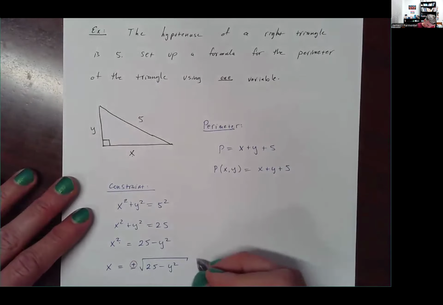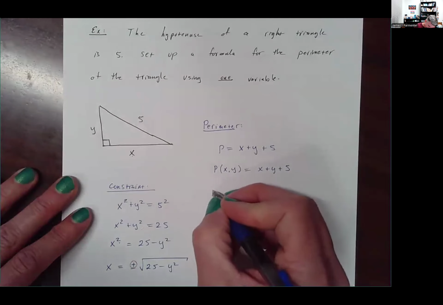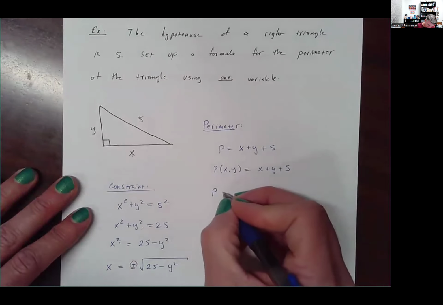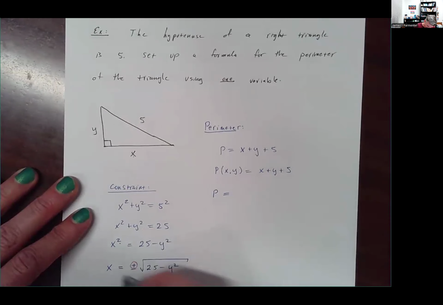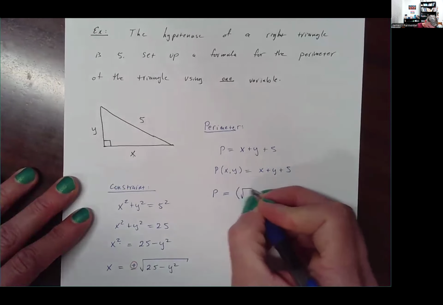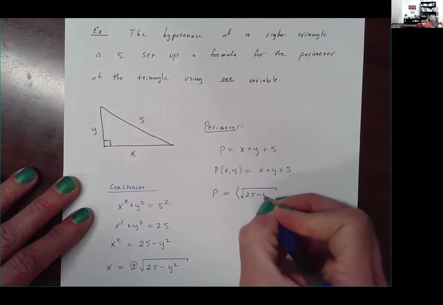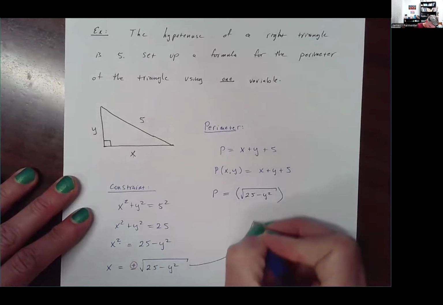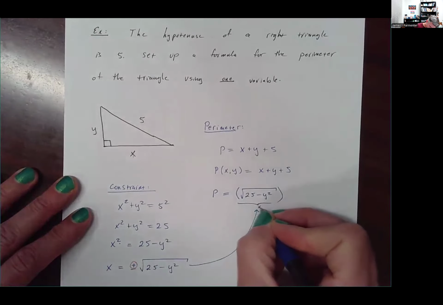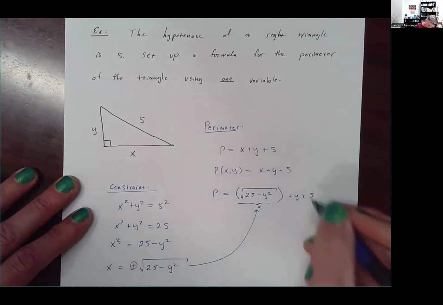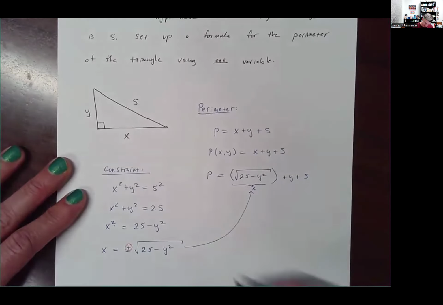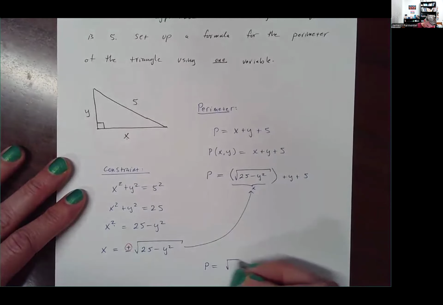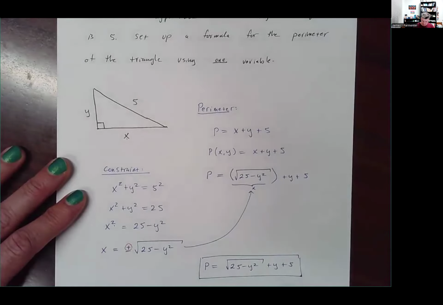So then we can rewrite our perimeter equation. The perimeter is equal to, we're going to replace x with all this: the square root of 25 minus y squared. We didn't really need parentheses there. I wanted to show you that this is like our x plus y plus 5. Writing it out without the parentheses, because they look kind of silly, the perimeter is equal to the square root of 25 minus y squared plus y plus 5. And that is the equation of our perimeter in one variable, just using y.